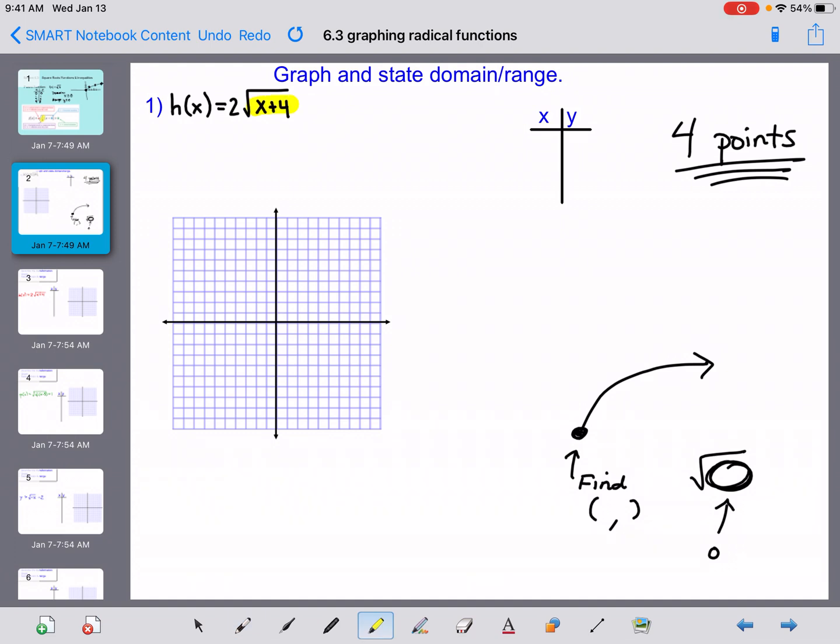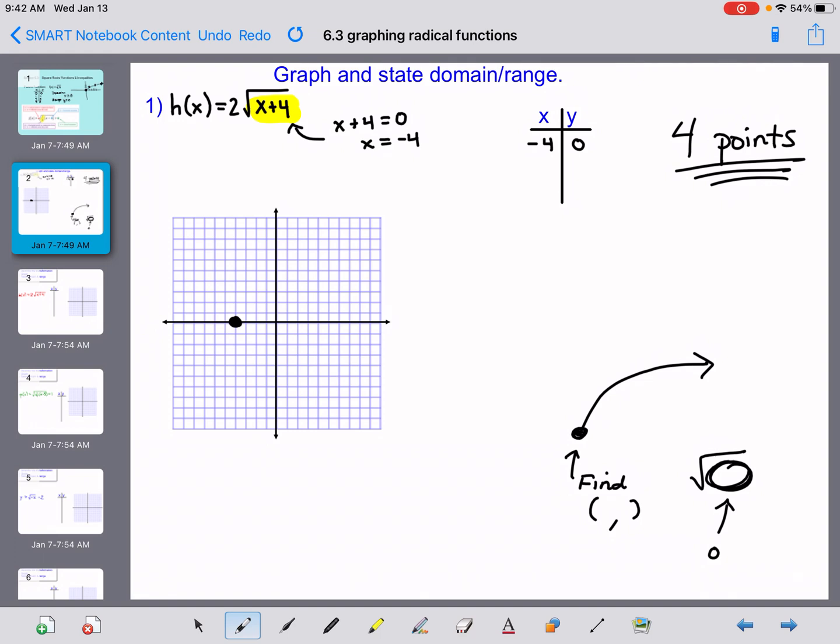So I'm going to take what's underneath the radical, and I'm going to set it equal to 0 and say, okay, this radical will be 0 when x is -4. Then I'll plug in -4 into the function. So square root of -4 plus 4 is 0, and then multiply by 2. So my output for -4 is 0. So that's my first point. Notice when we say describe the transformation, we would say this has a horizontal shift left 4. So it makes sense that this is where my first dot ended up.